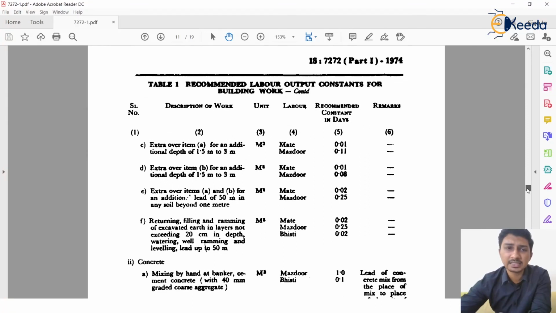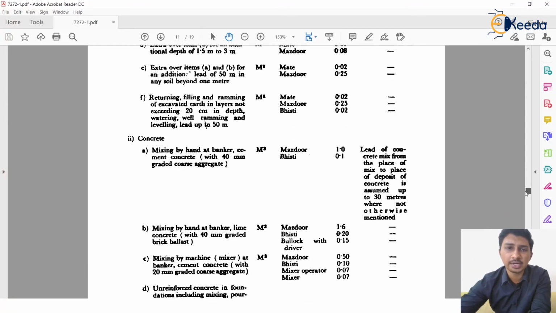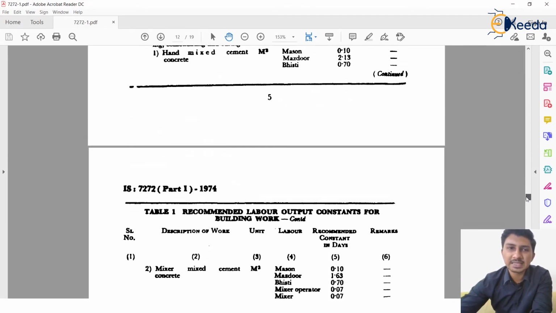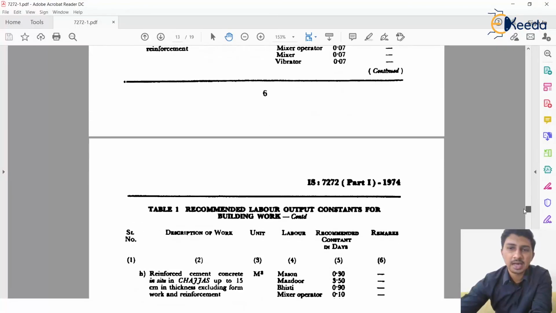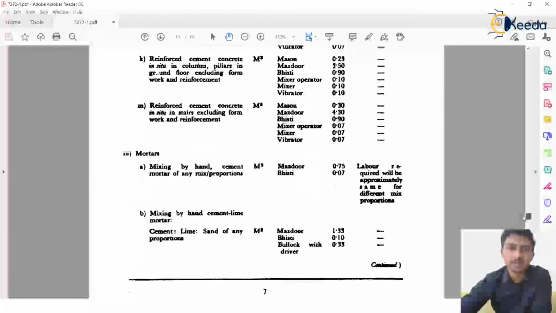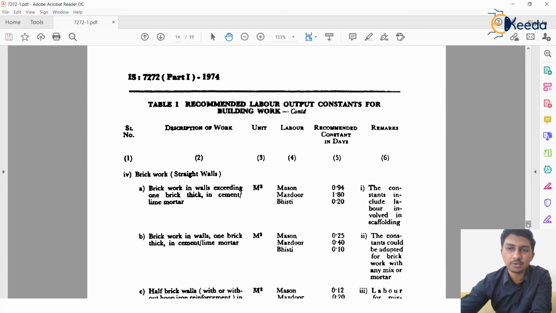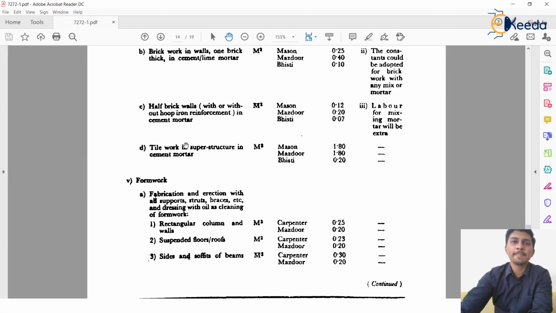So it starts with the excavation, then it has the concrete quantity. If the concrete is done by mixing by hand, the quantity is in meter cube, and how many mazdoor and how many coolies or bhisti we are going to need. Then the same for the PCC, for reinforcement, everything has been mentioned. Not only RCC and excavation work, we have it for the mortars, and for the brickwork also. Every quantity that you are going to work on at the site, formwork, painting, finishing, plastering, pointing, anything, has been mentioned in this IS code.